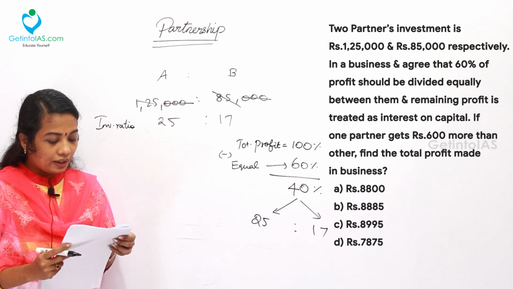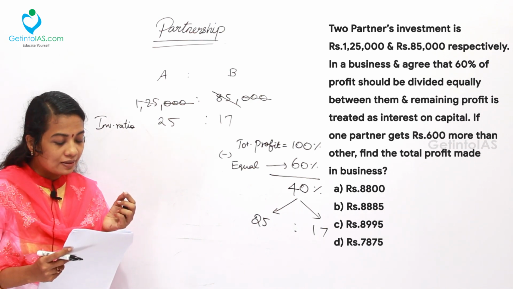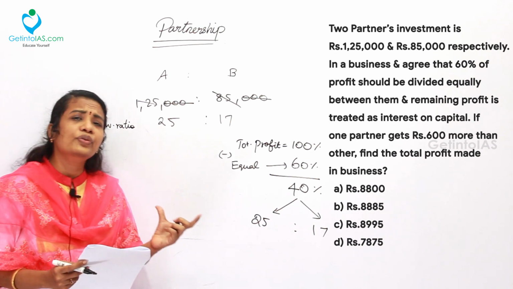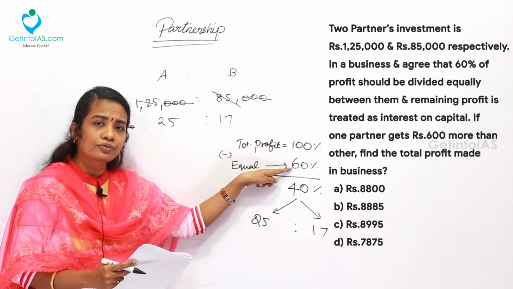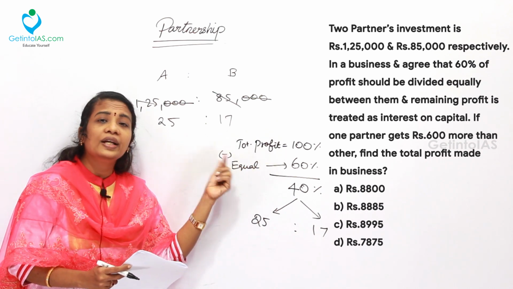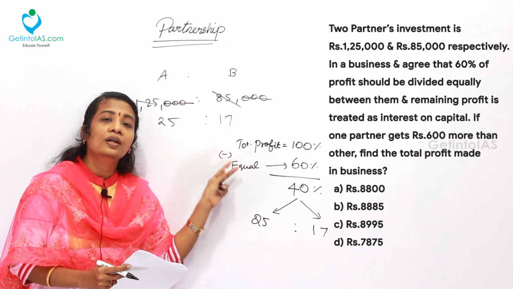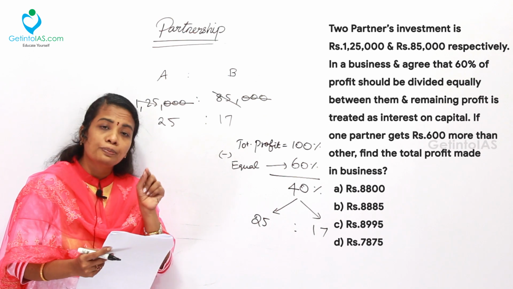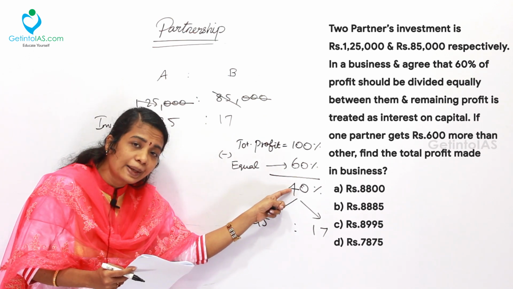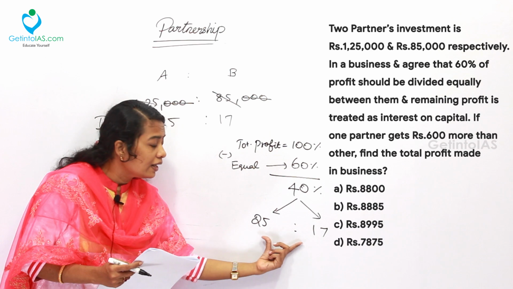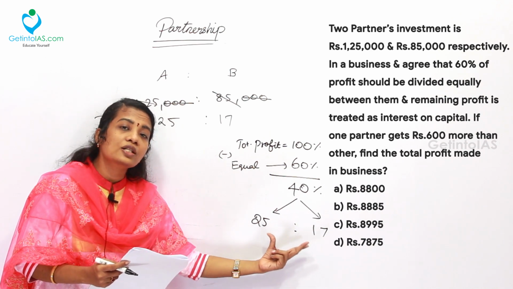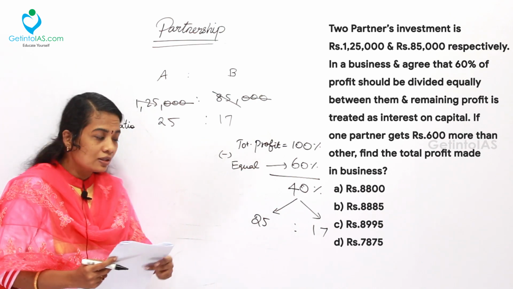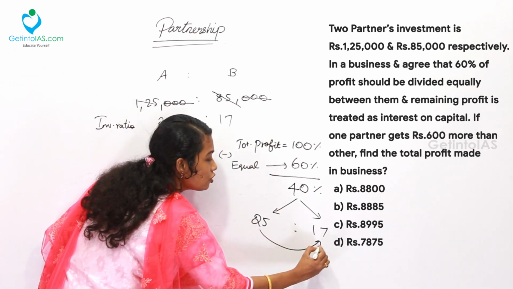Now, it is clearly given, if one partner gets rupees 600 more than the other, find the total profit made in the business. Here the difference came. Why? Because of 60%? No, here it is equally divided, so there is no difference between the shares got by both of the partners. This line you can underline. If one partner gets 600 more, it belongs to the 40%. Why? Because only in this they are having different shares based on the investment. So that 600 rupees is the difference between these two values.